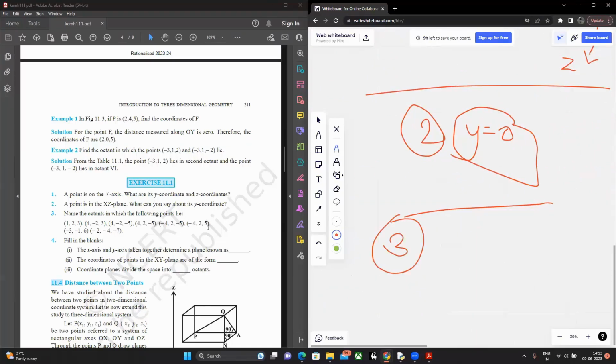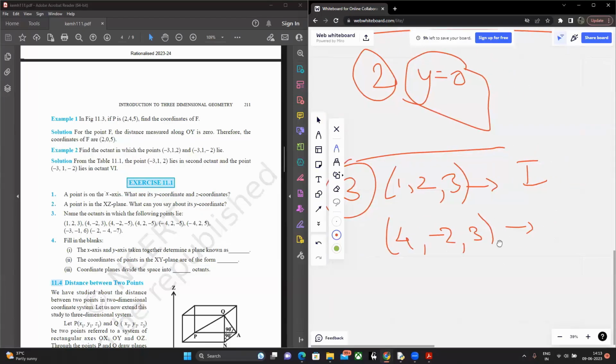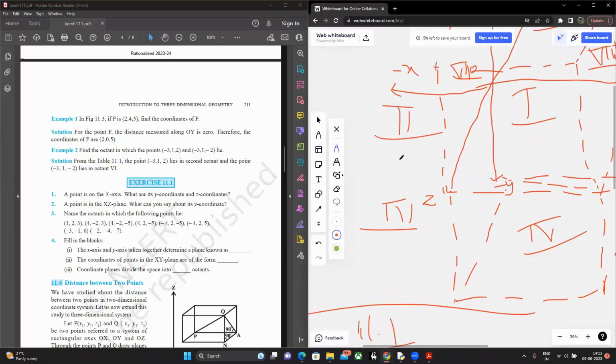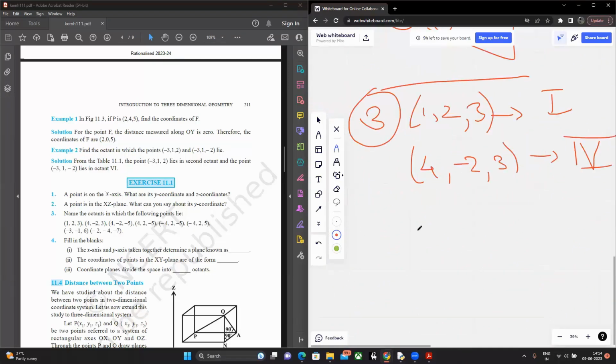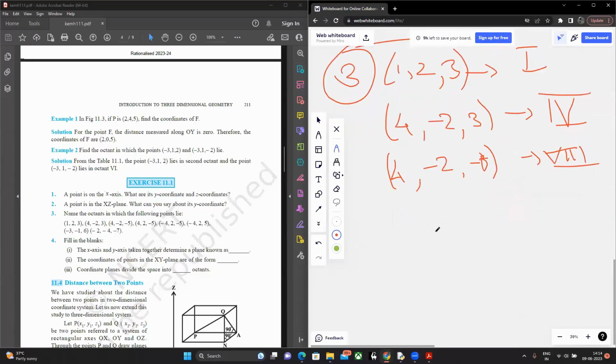Question number 3. In the octant system, state the following points. 1, 2, 3. Remember the octant system. 1, 2, 3 is going to lie in the first octant. 4, minus 2, 3, wait a minute, I'll just look at this figure. You have plus x, minus y, plus z, that is going to be the fourth octant. Your point 4, minus 2, minus 5 is going to lie in the 8th octant.